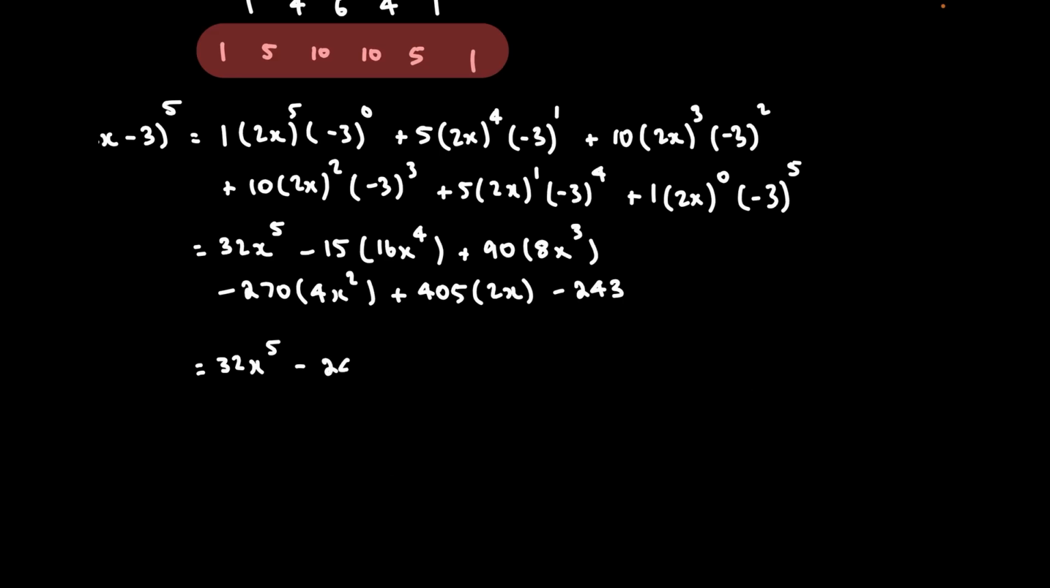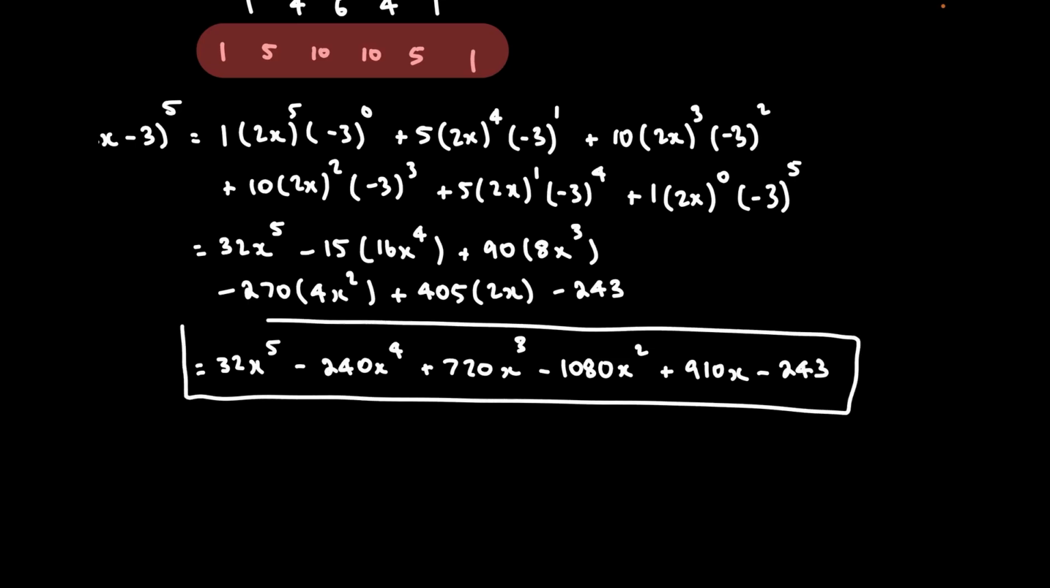So minus 240 x to the power of 4 plus 720 x to the power of 3 minus 27 times 4. 270 times 4 in this case, and 270 times 4 is 1080. X to the power of 2 plus 910 x minus 243. That is how you expand using Pascal's triangle.